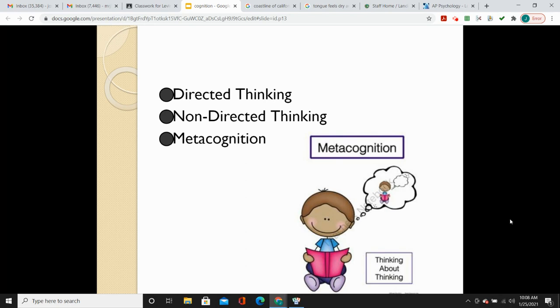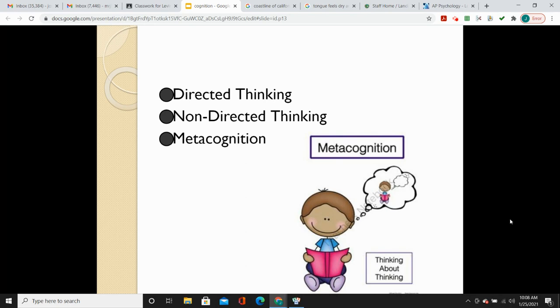It could even be something as simple as a math formula, where the math formula tells you how to think about the different variables in that formula. Non-directed thinking is when we think when there is no direction given to us, when we just let our mind wander and kind of pop into what we're going to think about on our own.